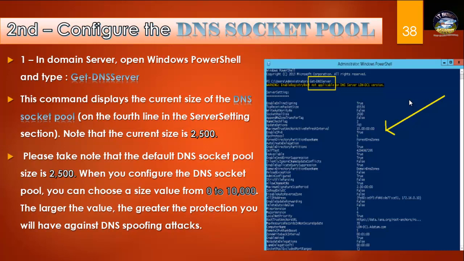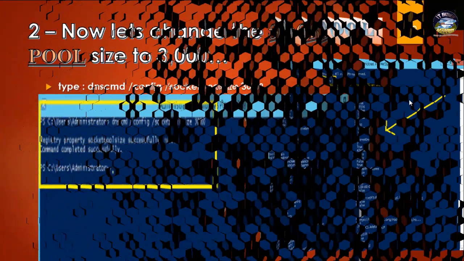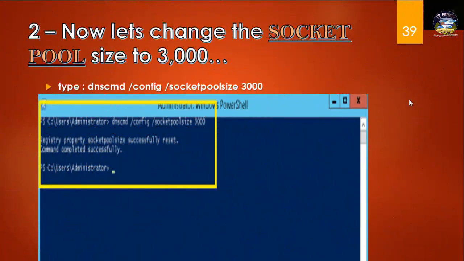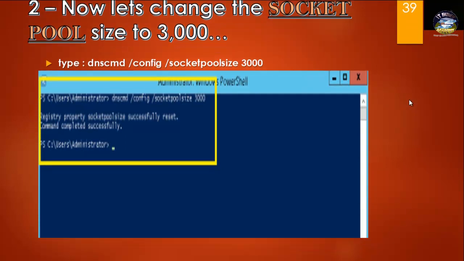So now let's change the socket pool size to 3000. You type these commands: dnscmd /config /socketpoolsize 3000. Then you restart your DNS server for the changes to take effect.